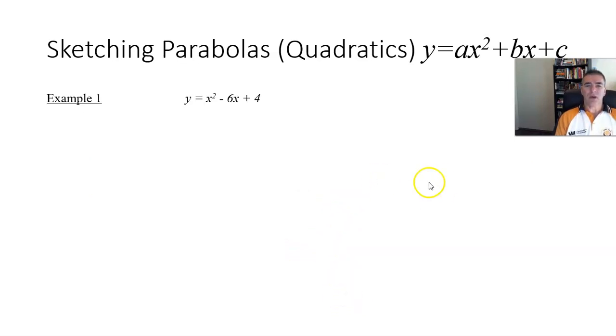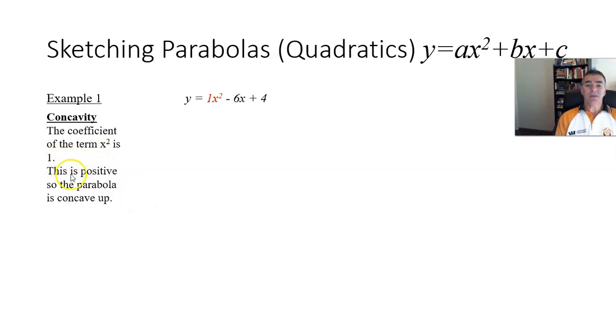So our first example, y equals x squared minus 6x plus 4. Let's have a look at its concavity. Remember, we're looking for the coefficient of the x squared. What's the number in front of it? Well, it doesn't look like there's one, but there's actually a 1 in there. So the coefficient of the x squared is 1. Now that's positive, so it's concave up. So we've got a parabola that looks something like this so far. Now if I'm going too fast for you, don't forget that you can pause it, rewind it, etc.